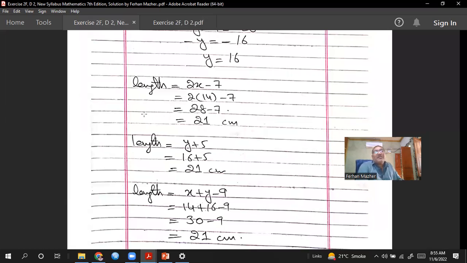Okay, now the length number 1, that is 2x minus 7. 2 into 14 minus 7, 28 minus 7, that is 21. The length number 2 is y plus 5. So it will be 16 plus 5, that will be 21 centimeter. And the length number 3, that is x plus y minus 9. Just substitute the values of x and y. So we will have 14 plus 16 minus 9. So it will be 30 minus 9, and that will be 21. So you can see, because it's an equilateral triangle, all its three sides are equal to each other.